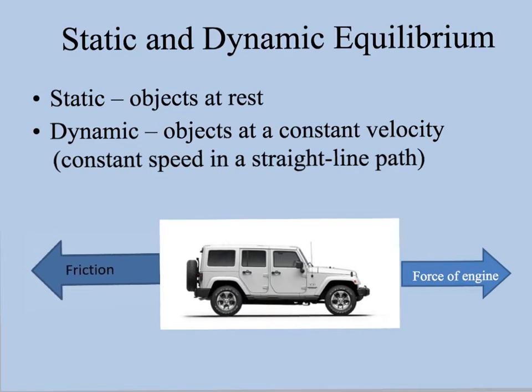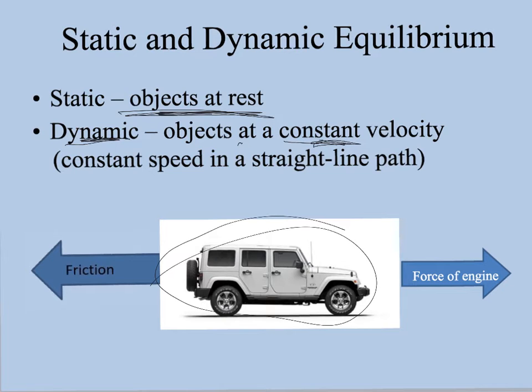There are two types of equilibrium: static and dynamic. In both situations, the object is at equilibrium. Static equilibrium is objects at rest. Static equilibrium is when objects are not moving. Dynamic equilibrium is when the objects are at equilibrium, but they are moving at constant velocity.